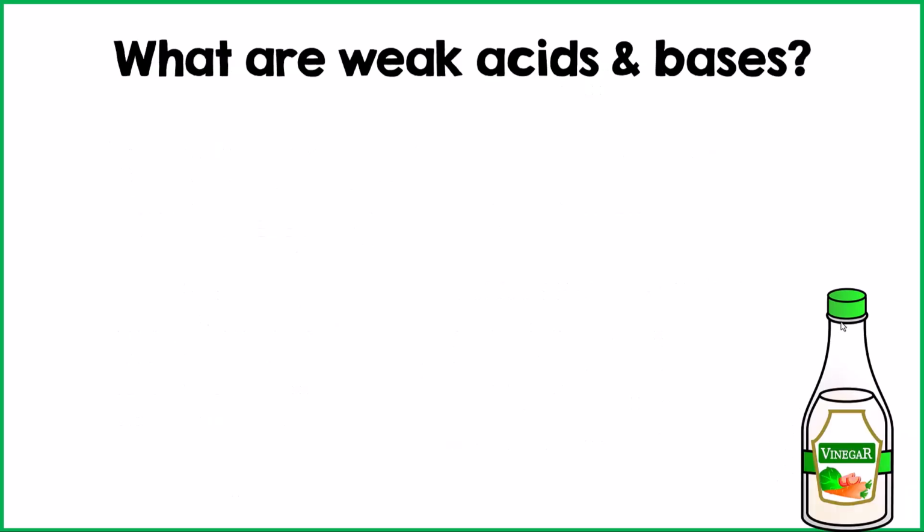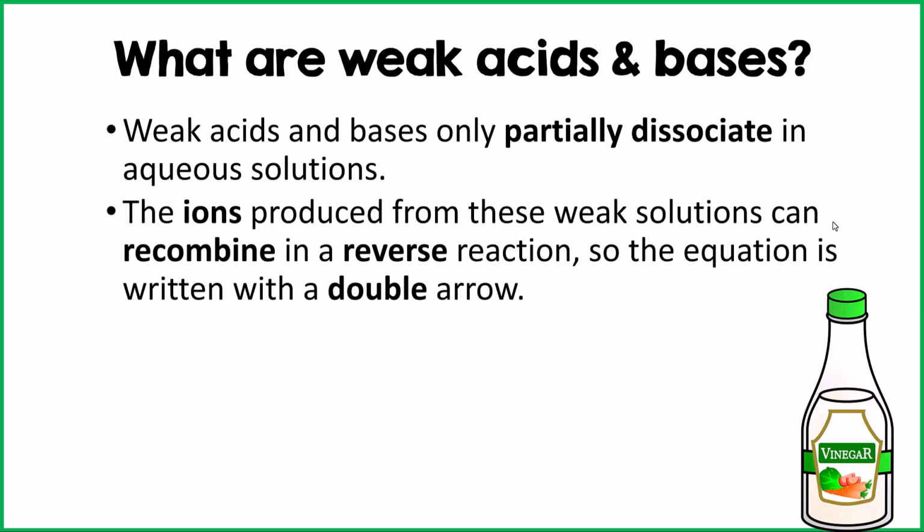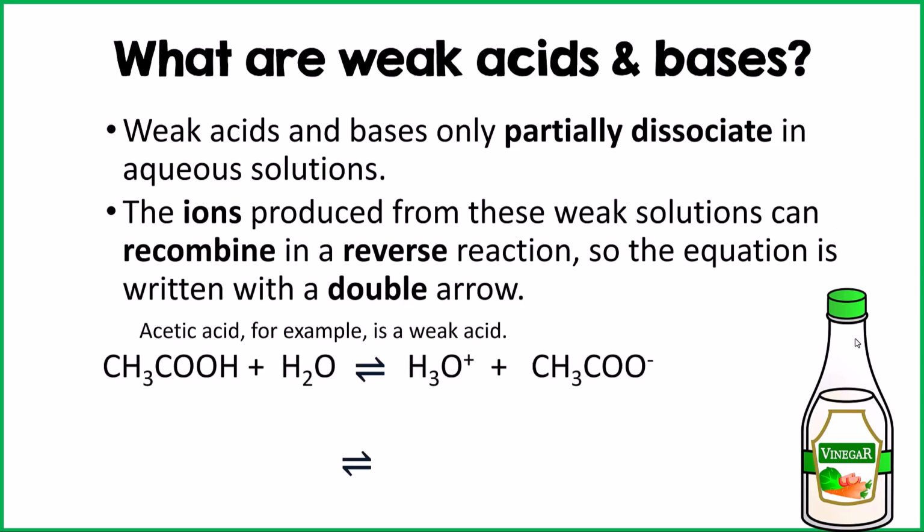What are weak acids and bases? Weak acids and bases only partially dissociate in aqueous solutions. The ions produced from these weak solutions can recombine in a reverse reaction. So the equation is written with a double arrow. So here's our example. Acetic acid, for example, is a weak acid.